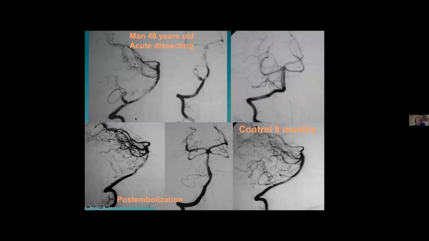Another dissecting aneurysm at the origin of the PICA. I decided to occlude it with coiling. You see the collateral leptomeningeal anastomosis in the cerebellum, without ischemia.